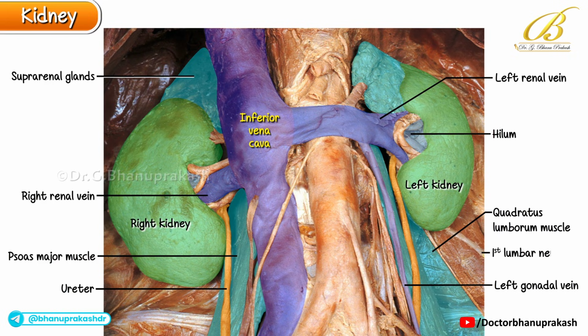surfaces. The first lumbar nerve can also be seen coursing in this region. Finally, superior to the left renal vein, the cut end of the superior mesenteric artery is visible in this illustration.